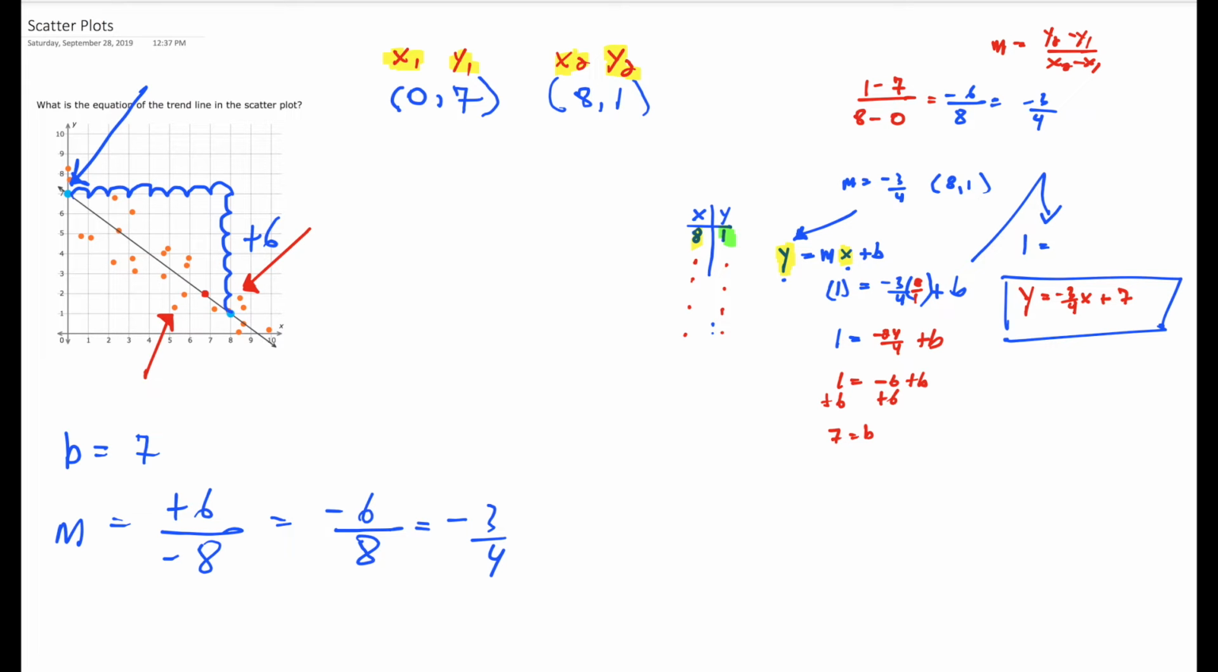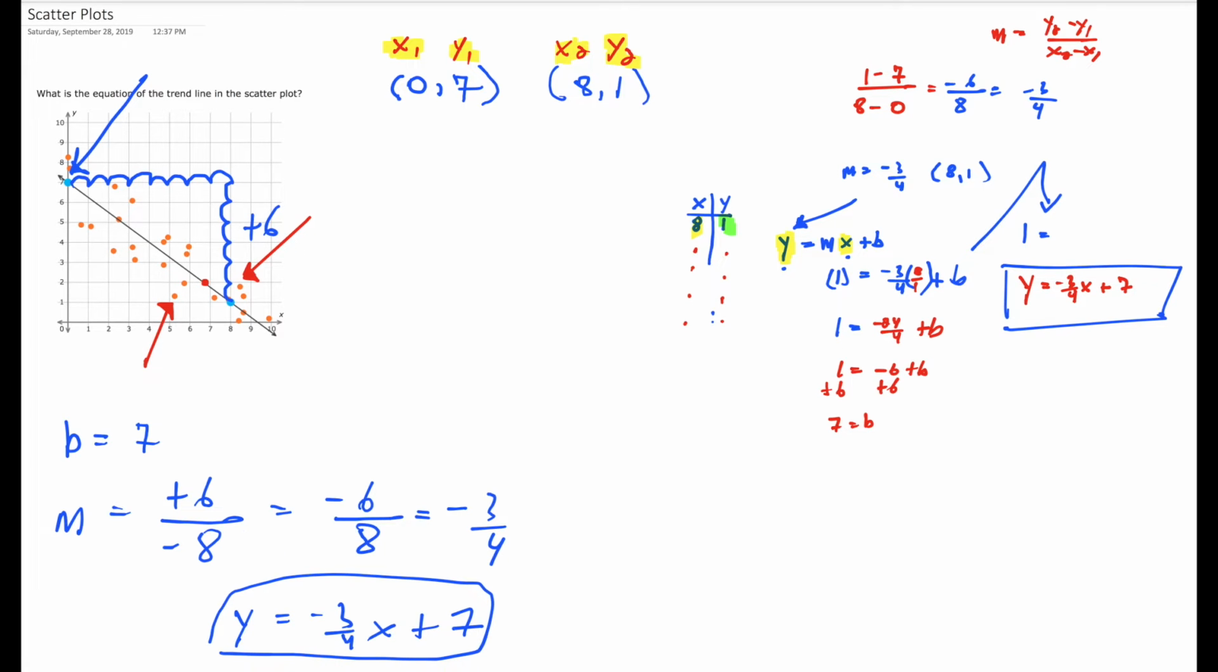Now you can put it together. You can now get y equals negative 3/4 x plus 7, right from that. Okay. Yeah, so if you don't have the y-intercept, you could also be clever about your slope as well. So you don't have to use those 2 points.